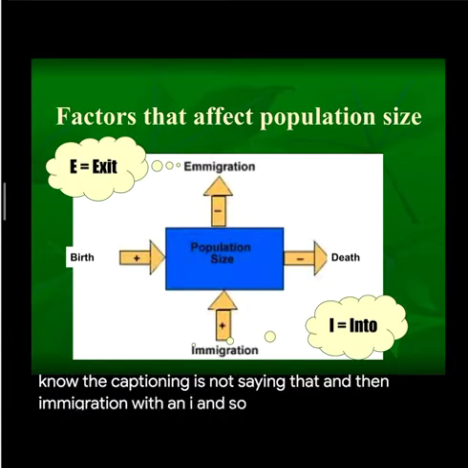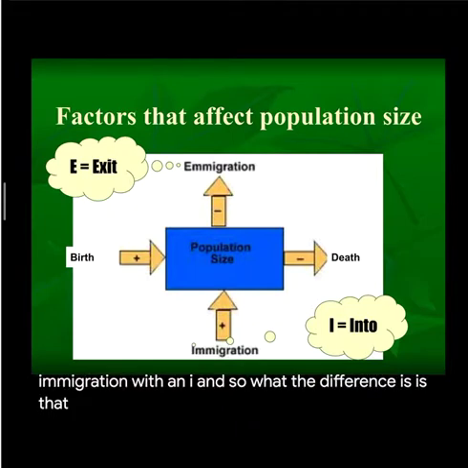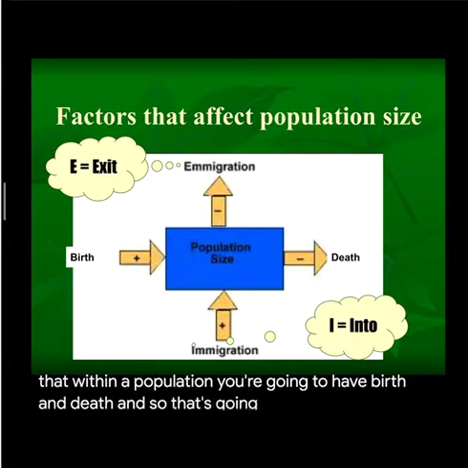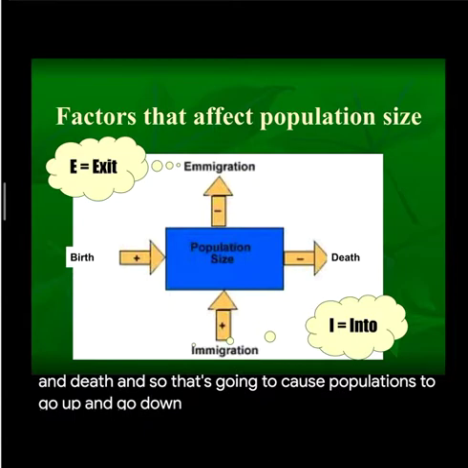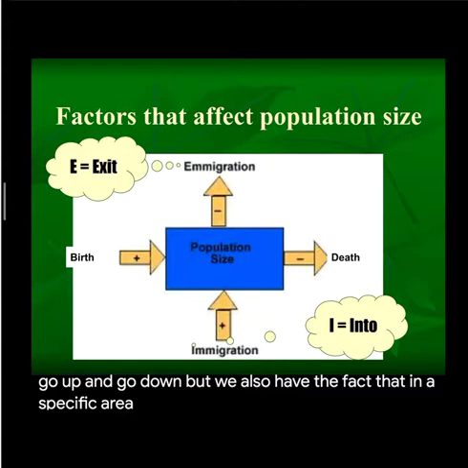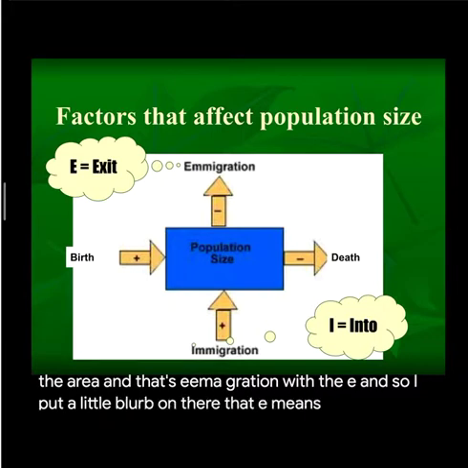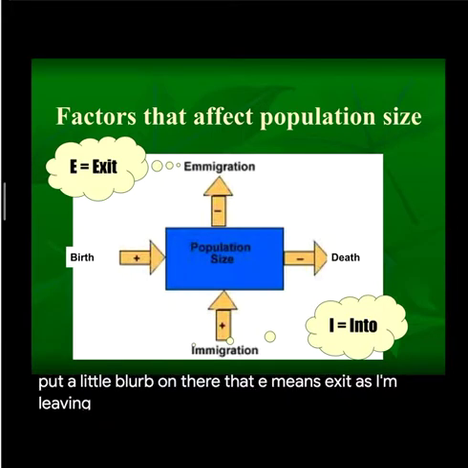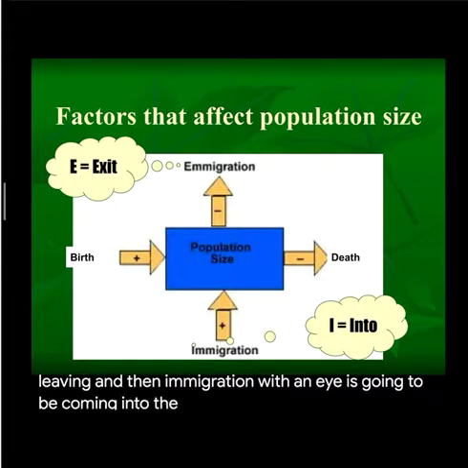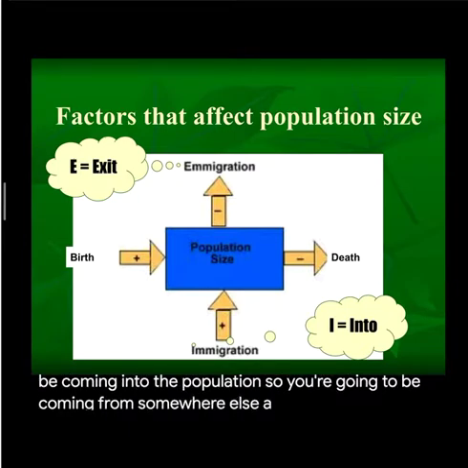The difference is that within a population, you're going to have birth and death, and that's going to cause populations to go up and go down. But we also have the fact that in a specific area, sometimes individuals will leave the area. That's immigration with the E. I put a little blurb on there that E means exit, as in leaving. And immigration with an I means coming into the population, coming from somewhere else, a different area.